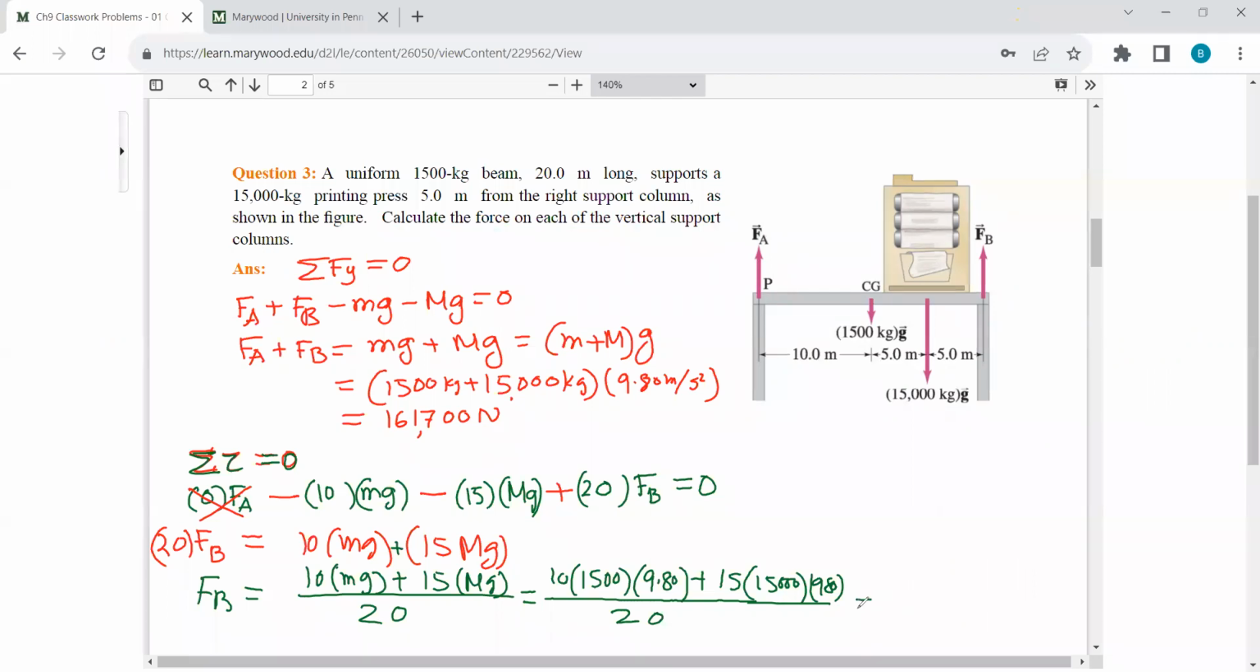Okay, so this gives us FB is equal to 117,600 Newton, as my calculator gives me. Okay, so this is FB. And how to calculate FA? It's easy now. From this equation you can solve FA.